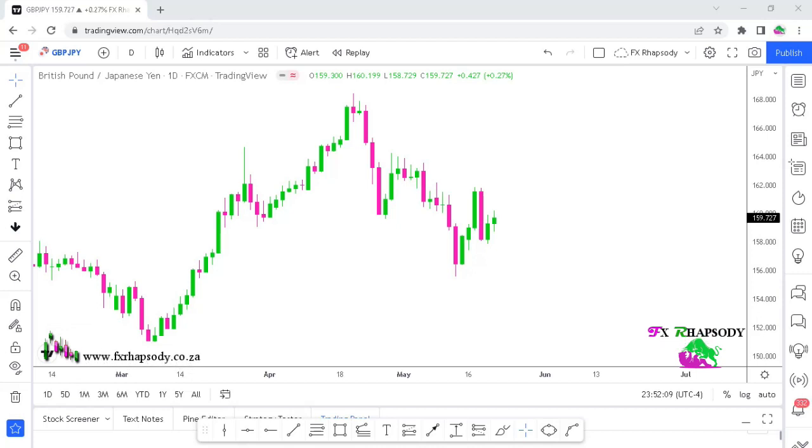Today we're doing analysis on two currency pairs. It's going to be the Japanese yen pairs: the British pound Japanese yen and also the US dollar Japanese yen.